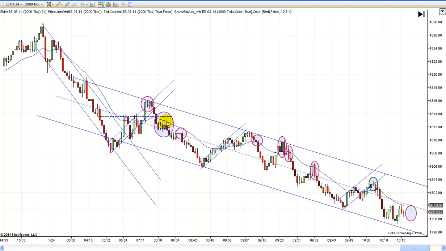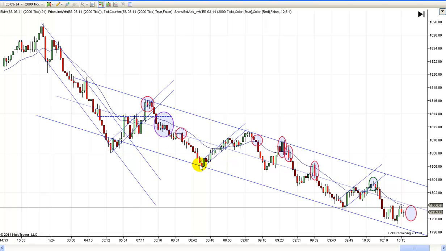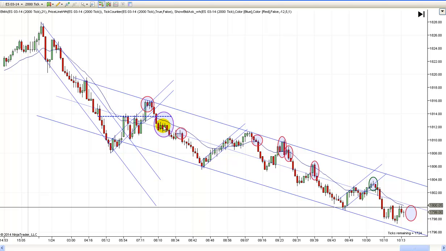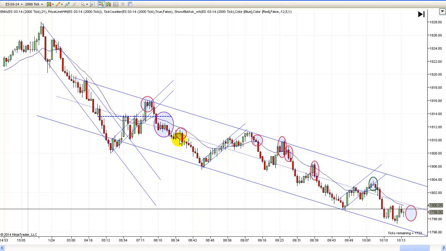It was tempting to want to go long in here, but we're looking for that retest, and by the time it set up for a short, they're all stacked up. So this is kind of no man's land. Just wait and see what happens.